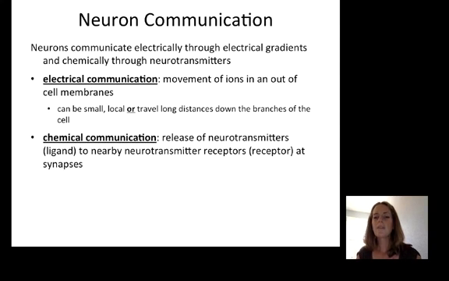So the movement of these charges in and out of cell membranes through the ions can be small, can be local, or it can be a long domino effect cascade of ion movement and electrical signals that can travel long distances down the branches of the cell. If it reaches the synapse it will release neurotransmitter, which will then create changes in the next cell. That next cell could have changes either in contraction, if it's a skeletal muscle, release, if it's a gland, or more electrical signals, if it's a general synapse.